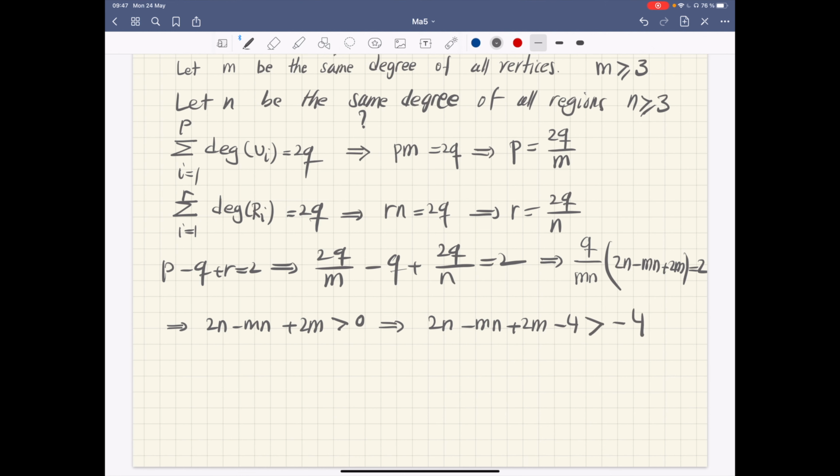Yes? And then you factor the left-hand side out. You factor the left-hand side. Let me double check it for you. I am claiming that the factorization of this is this.